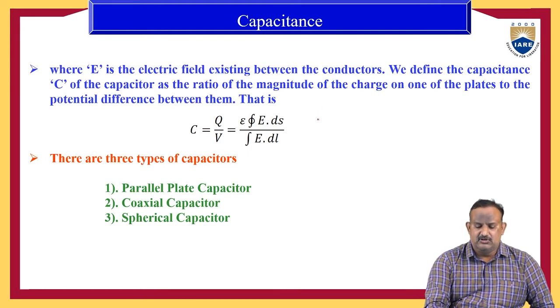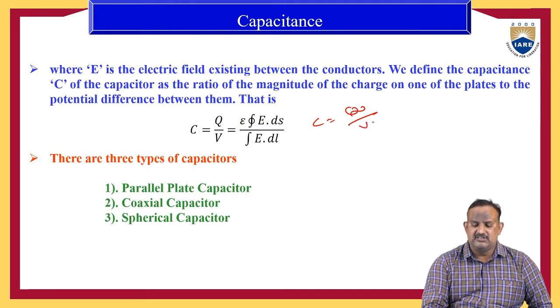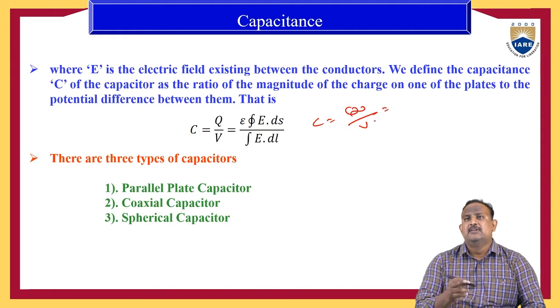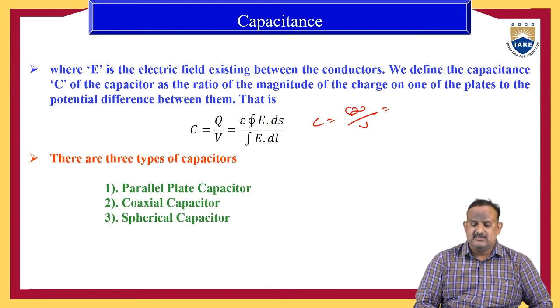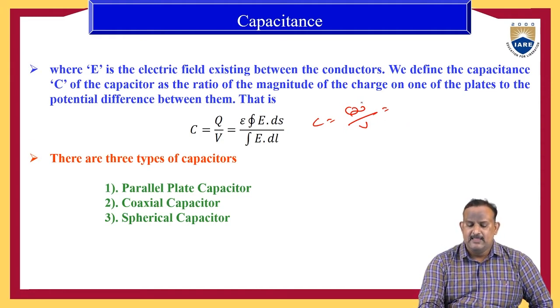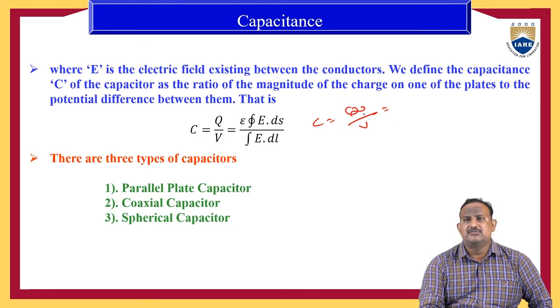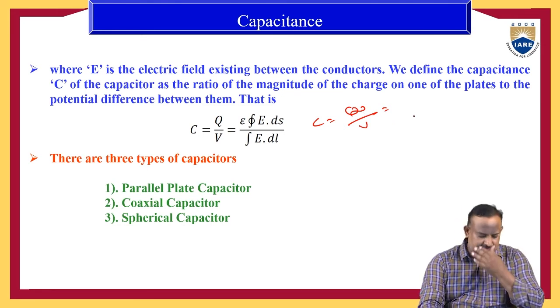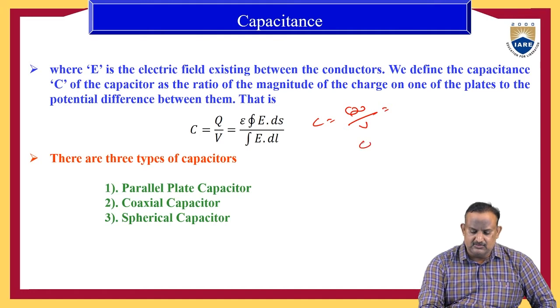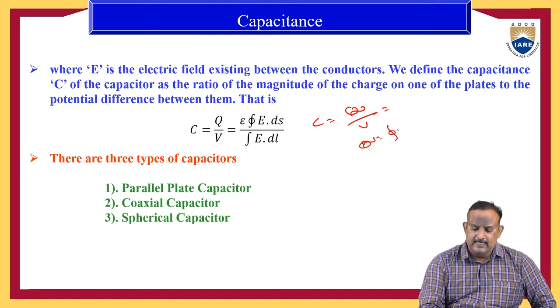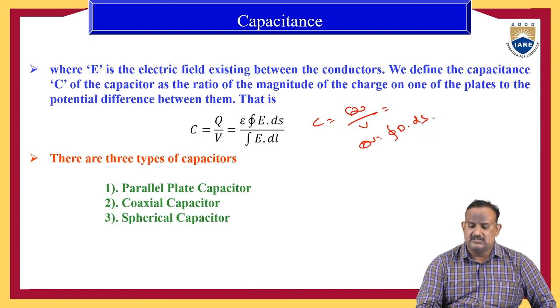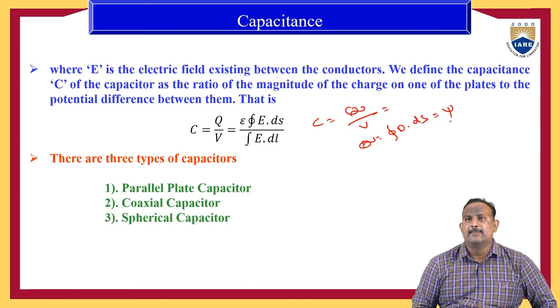Therefore, C is equal to the magnitude of the charge divided by the potential difference between the two plates. Here we can define the charge using Gauss law. The charge enclosed in any closed surface, Q, is equal to the flux through the closed surface. So the flux, Q, is the integral of D dot dS, which is equal to the flux psi.